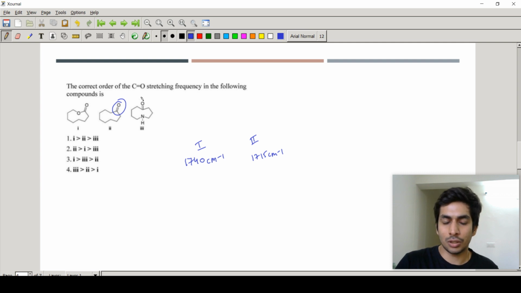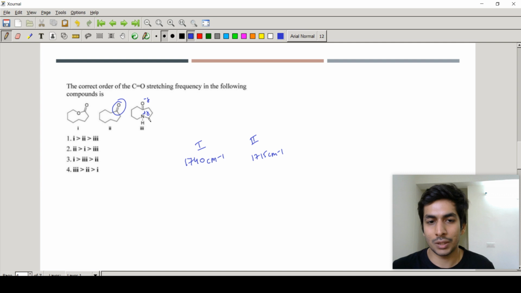So the stretching frequency of this carbonyl bond might increase because of the increase in the polarity difference. If the polarity difference increases, that means this carbon becomes more delta positively charged and this becomes more delta negative, so the bond strength will increase, right?